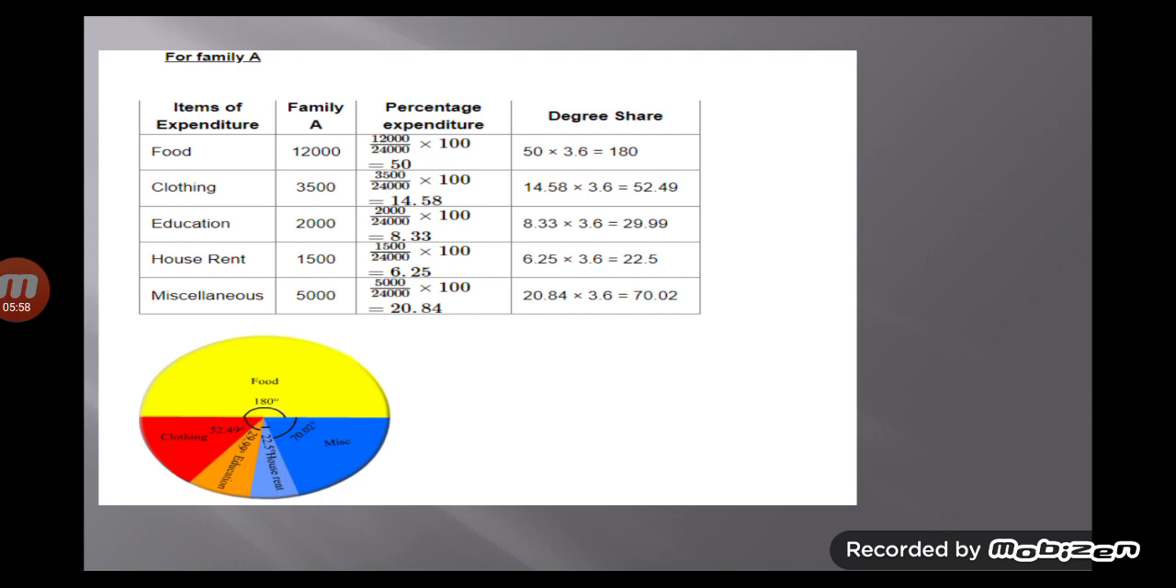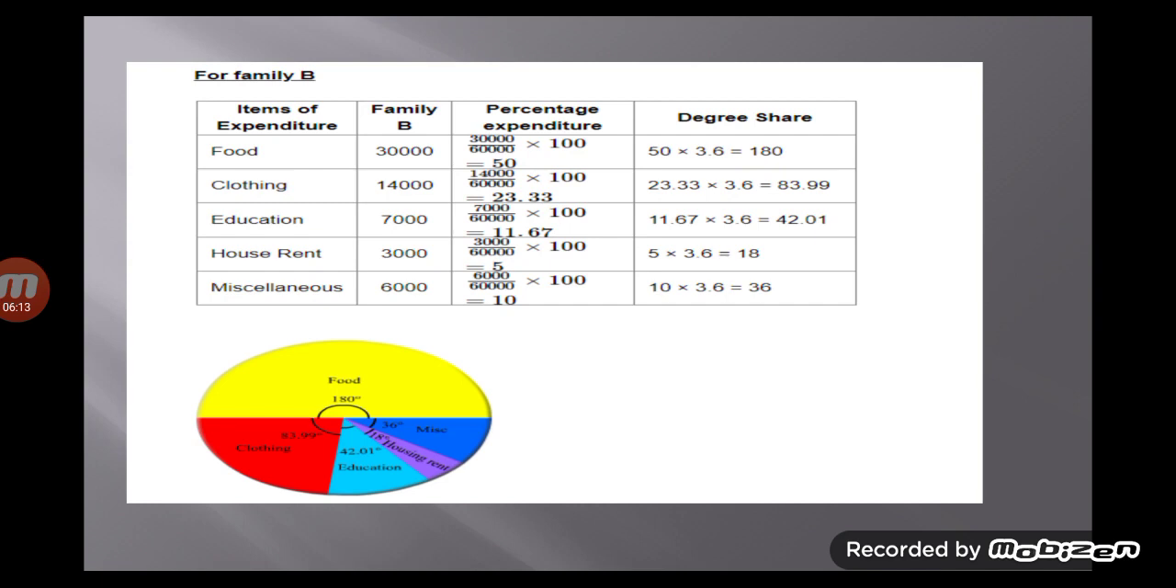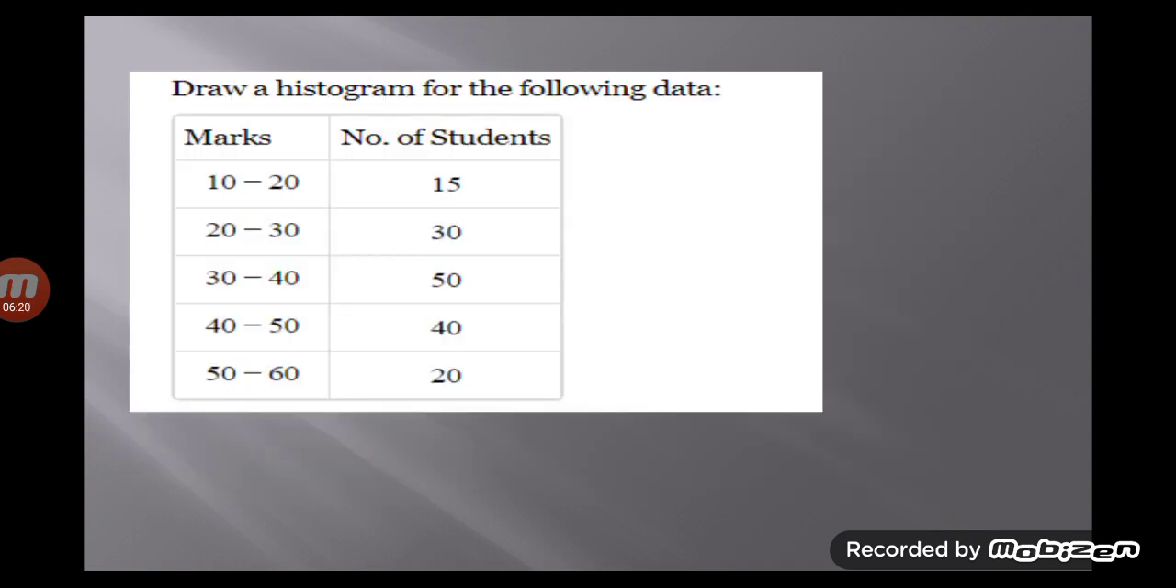Here I have drawn food with the measurement of 180 degrees. For clothing 52.4, for education 29.9, and house rent is 22.5. So this kind of circle diagram is called a pie diagram. Similarly, we can draw this diagram for family B and family C.